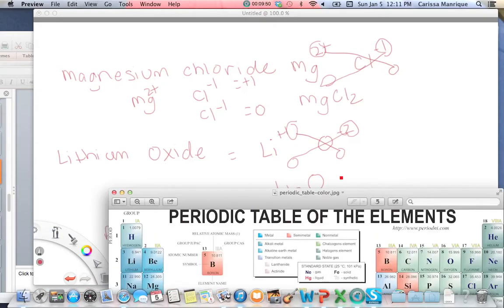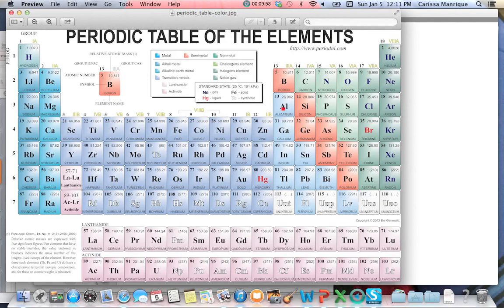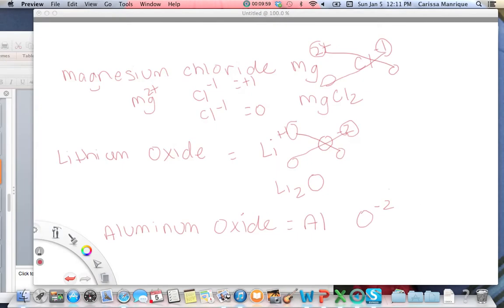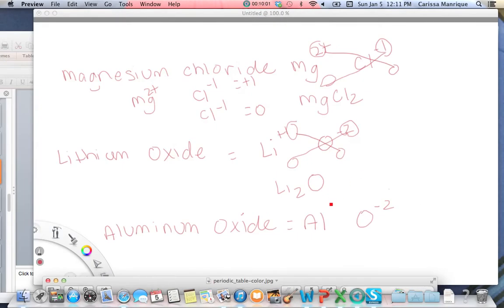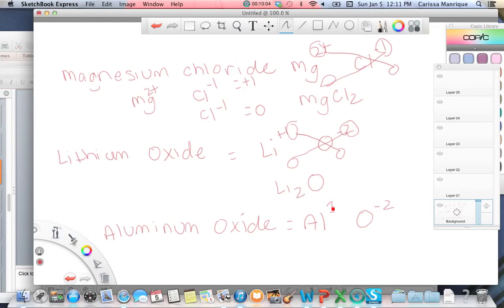Okay, now let's look at what group aluminum is in. Right here is aluminum, in group 3, so that would be a 3+ charge. Okay, so if we cross the numbers down, we'll move the 3 to the oxygen and the 2 to the aluminum. So aluminum now has a 2 and oxygen has a 3, and that is how you write aluminum oxide.